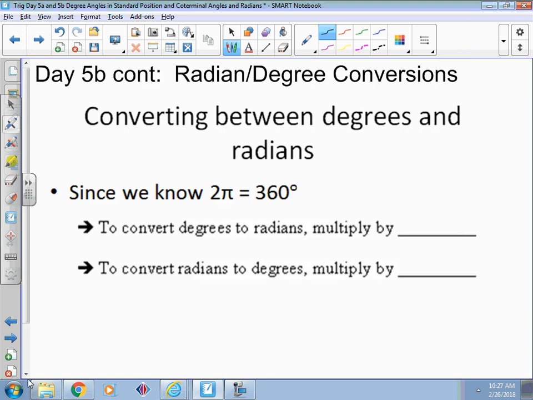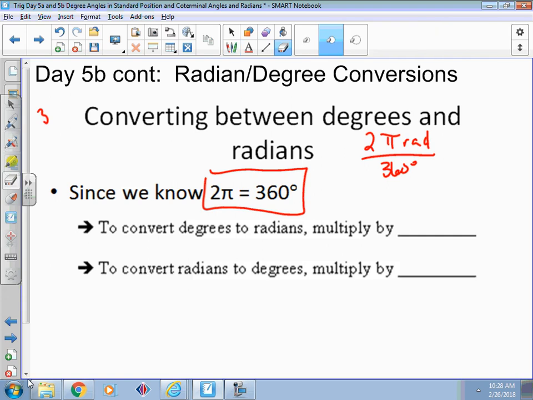So how do I go between degrees and radians? This is your key. We know that 1 revolution is 2 pi. 1 revolution is also 360 degrees. So for every 2 pi radians, I have 360 degrees. Kind of like every 60 seconds gives me 1 minute.